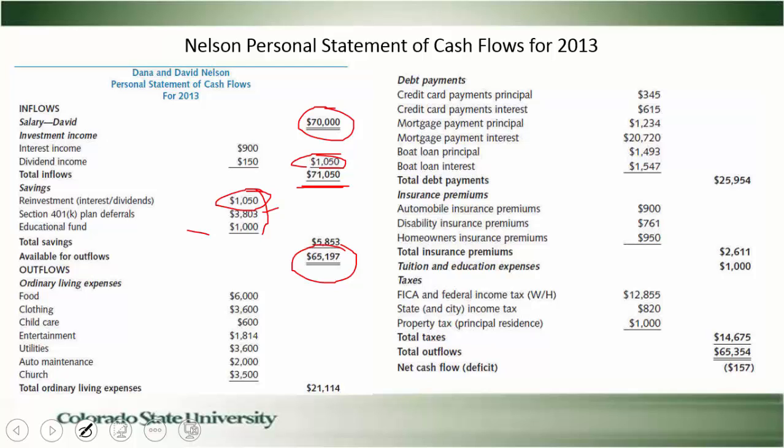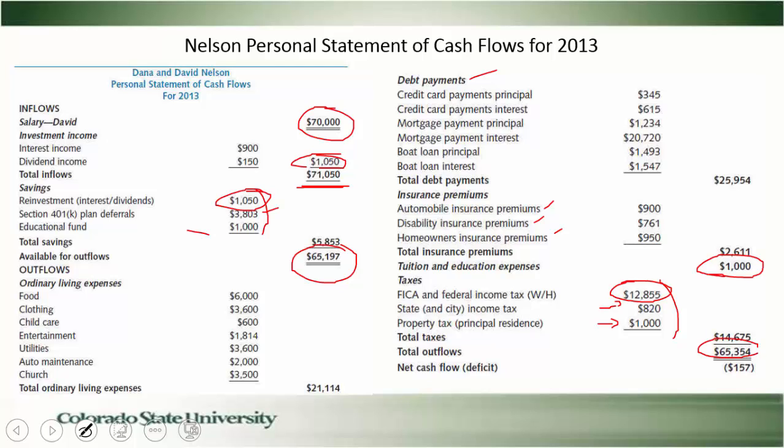So these are all typical things: food, clothing, childcare, etc. And then we have debt payments in the next section, so credit card payments, and we like to break out the principal and interest to really see what's going on with the debt. So we've got credit card, mortgage, boat loan. Then we have insurance premiums, in this case automobile, disability, and homeowners insurance. And then $1,000 of education expenses are thrown in here. We have taxes. So FICA, these are the withholding taxes out of your Social Security, Medicare, federal income tax withholding. We have state income tax that was due, and the property taxes on their home.